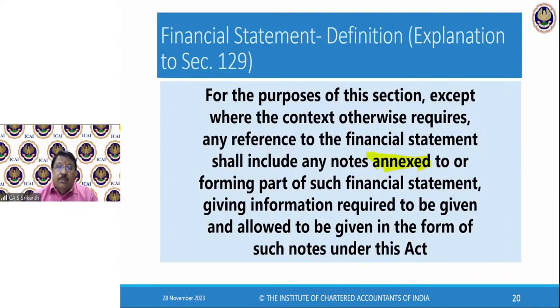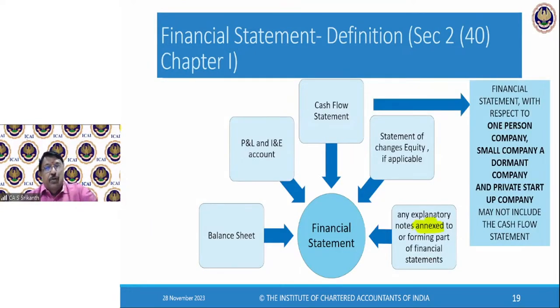So, this is annexed. Once any document is annexed, it forms part and parcel. Whereas this paper, I'm not stapling. I'm using this clip to clip it. This is attached. This is annexed. What's the difference? When a document or statement is annexed, it forms part and parcel. Whereas the auditor's report is attached. The director's report is attached. The P&L is annexed. All these are annexed. Cash flow annexed. Statement of changes in equity annexed. Explanatory notes annexed.